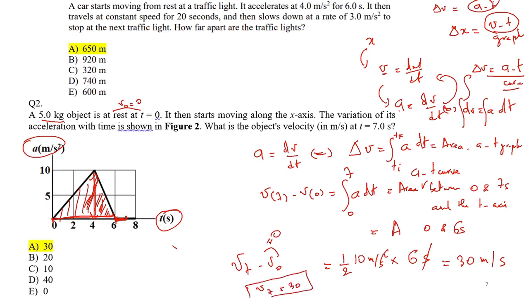In some problems, I will change this. I will not tell you that I start from rest. I will tell you that at t equals 0, the velocity was, for instance, minus 2 meters per second. So this is V0. That means V7 will be just 30 plus V0. But now this V naught is not 0. This V naught is -2.